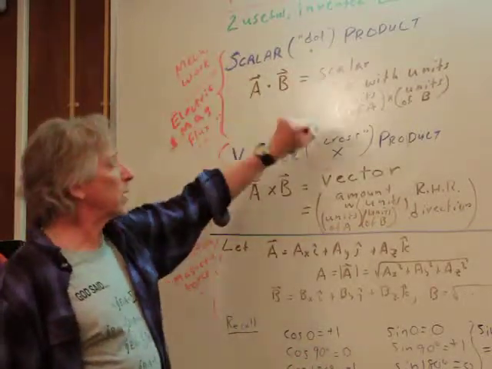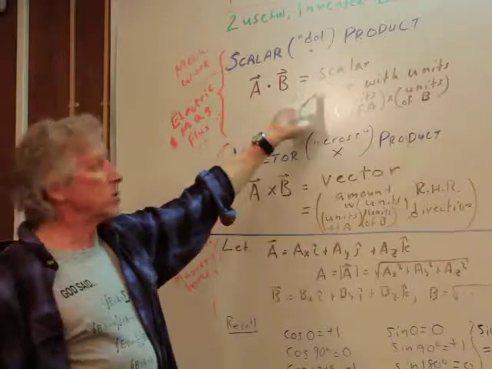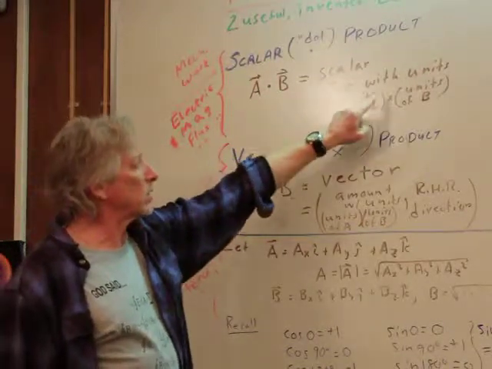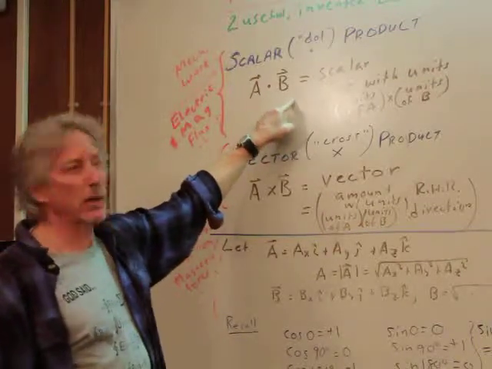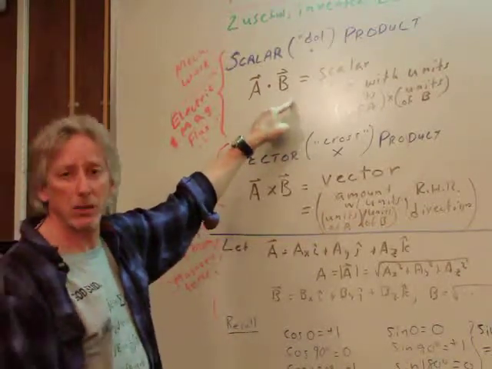Scalar or dot product means that you multiply 2 vectors, you end up with a scalar, which is a number. Notice that the units are the units of A times the units of B. And that'll give you information about what the meaning is. Okay?